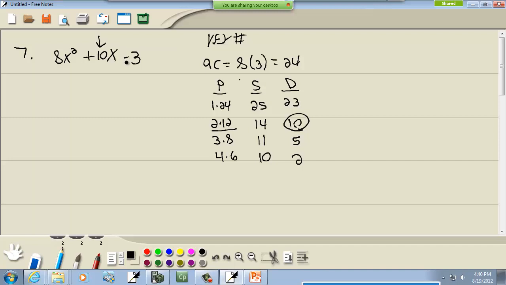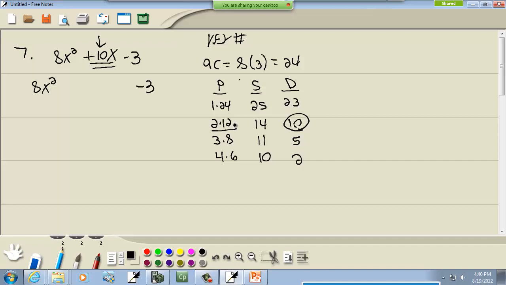The only time they'll give you a negative here at the end is when you have different signs. If you had a positive here, you'd use the one in the S column. And like I said, we're going to do something different with it than what we did before. Before, we just wrote our answer down. Here we're going to rewrite our middle term using these two numbers.